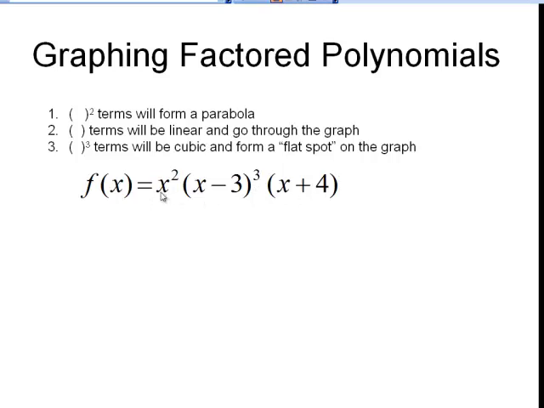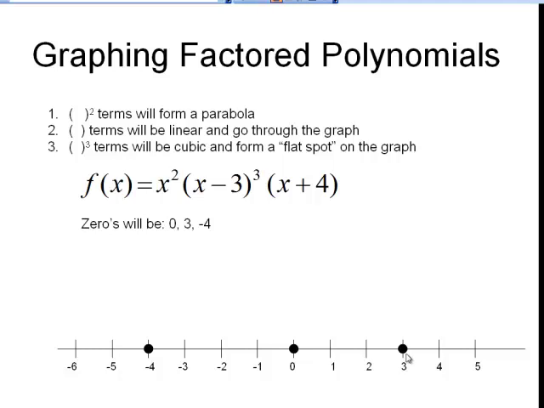First you find the zeros. There's nothing next to x, so that's 0. The minus 3 means you have a positive 3, and a plus 4 means you have a negative 4. You take the opposite of those numbers, and I put those on a number line. 3, 0, and negative 4. Then I go back, and 3 is going to be a cube, so it should be flat. 0 was our square, so it should be a parabola. And negative 4 should have a line going through it.